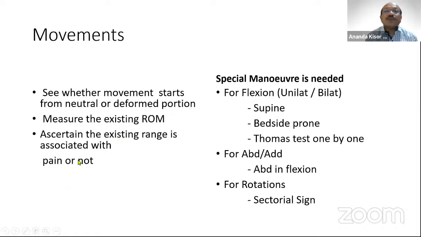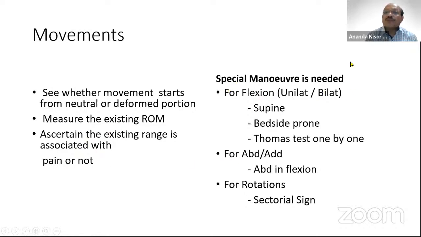Because by this method we can easily diagnose two forms of disease, synovitis and arthritis. If the whole range is painless, but only the terminal portion is painful, that is known as synovitis. Whereas if the whole range is painful, whatever the range present, that is arthritis. So the association of pain is so important.